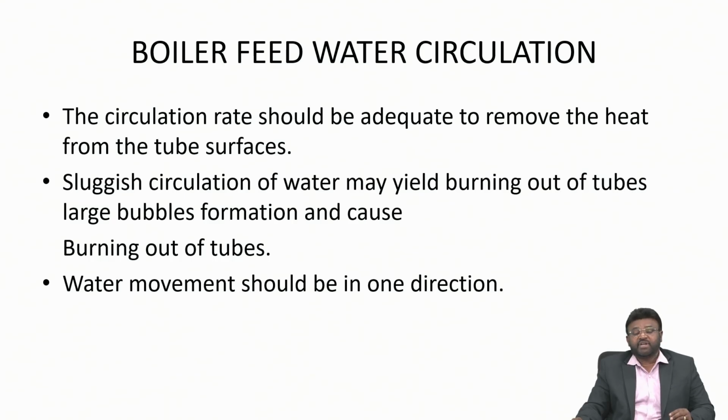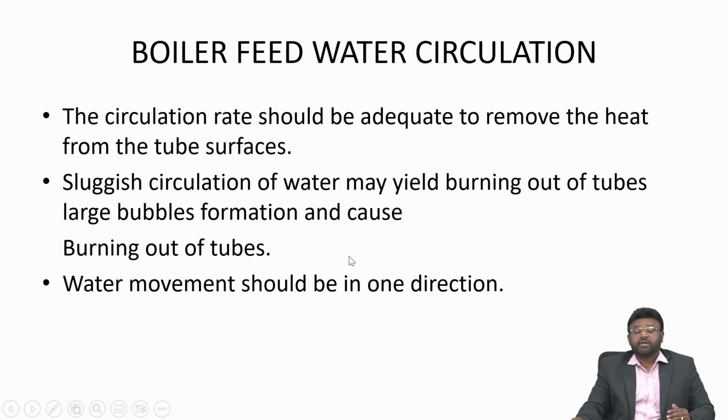Now, boiler feed water circulation. The circulation rate must be sufficient to remove the heat from the tube surfaces. The water must be circulated continuously in such a way as to remove heat from time to time. Otherwise the tubes will get too much heat. If the water circulation is very slow or sluggish, then burnout problems happen in the boilers. And large bubble formation may sometimes cause a big blast or burning of the tubes.